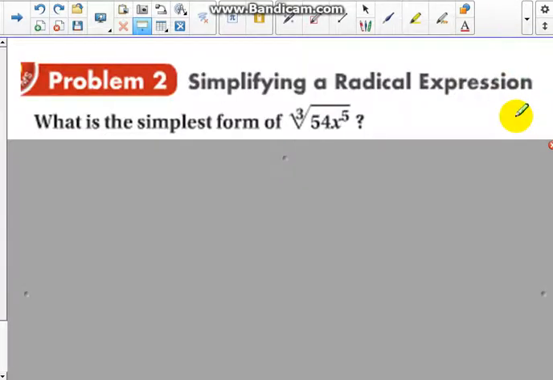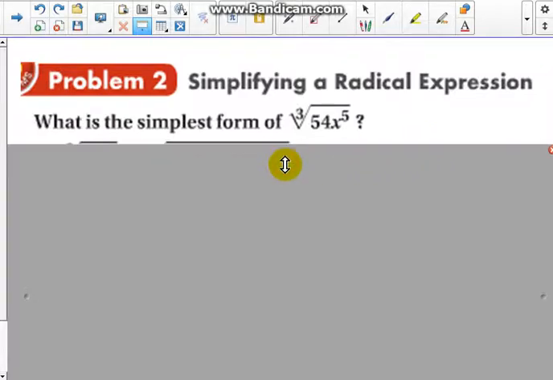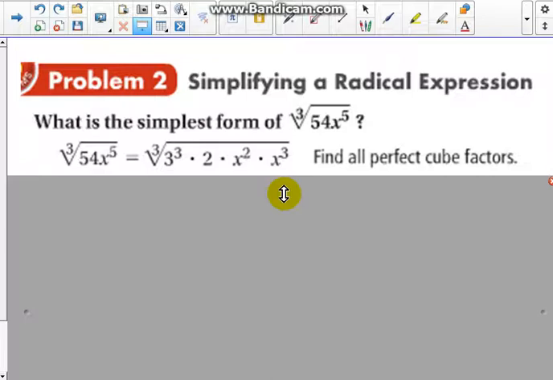This is Miss Downey continuing with the second part of Chapter 6, Section 2. We're now on Problem 2. So now we want to simplify a radical expression. It says, what is the simplest form of the cube root of 54x to the 5th power? Again, we're going to apply these concepts we just learned. The first thing we want to do is find all the perfect cube factors.